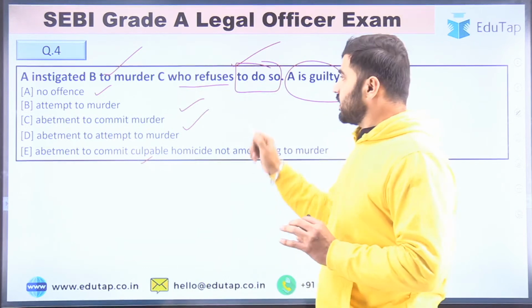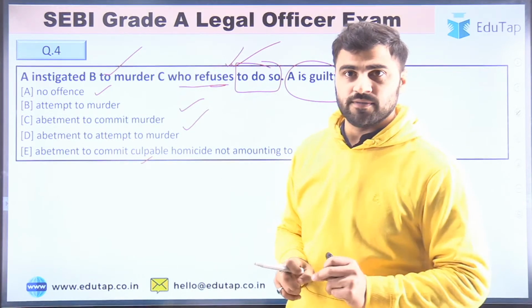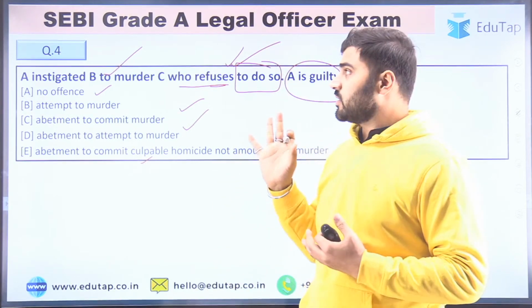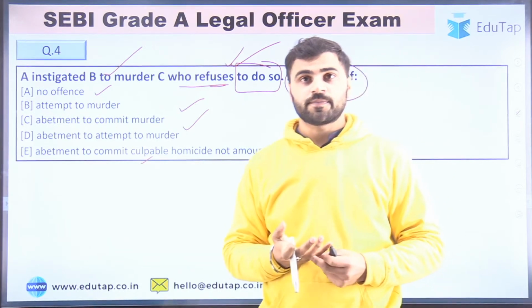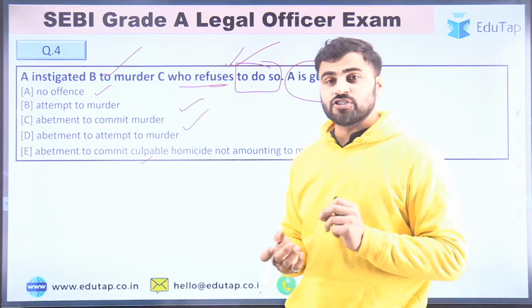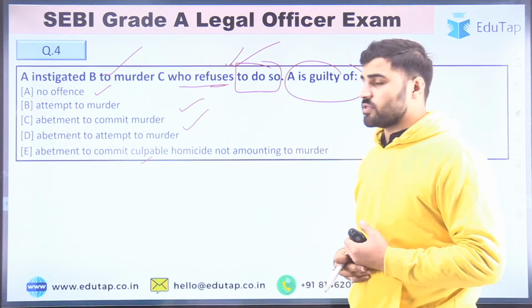Read the question properly. Here B refused, right? B refused. A instigated B, but B refused. So now tell the option for the right answer for question number fourth. And don't forget to mention question number before marking your answer. Tell me guys, tell me the right answer for question number 4th.